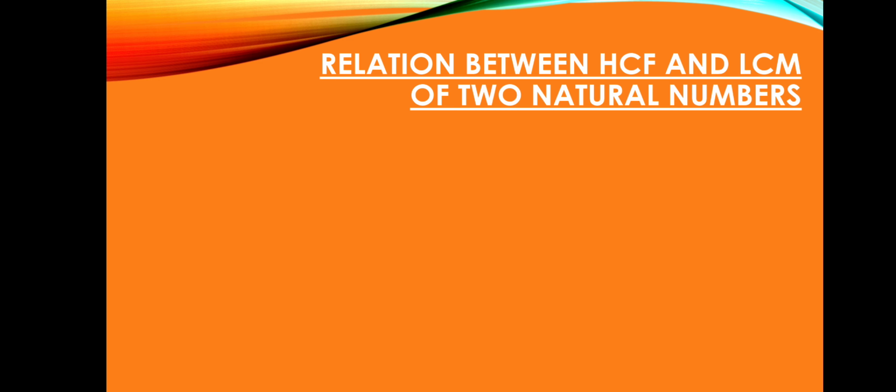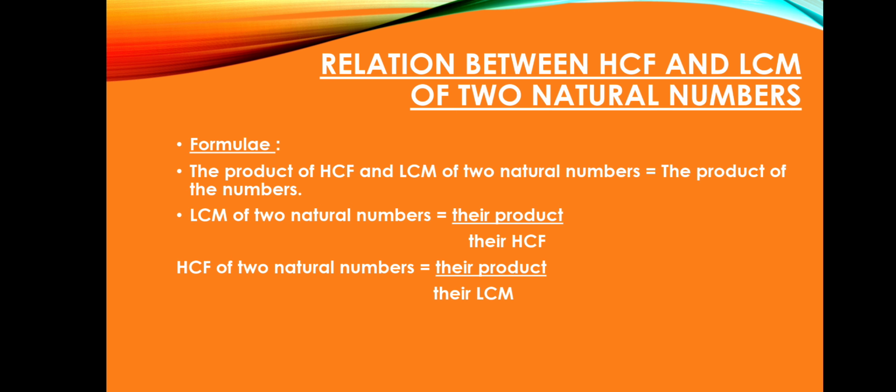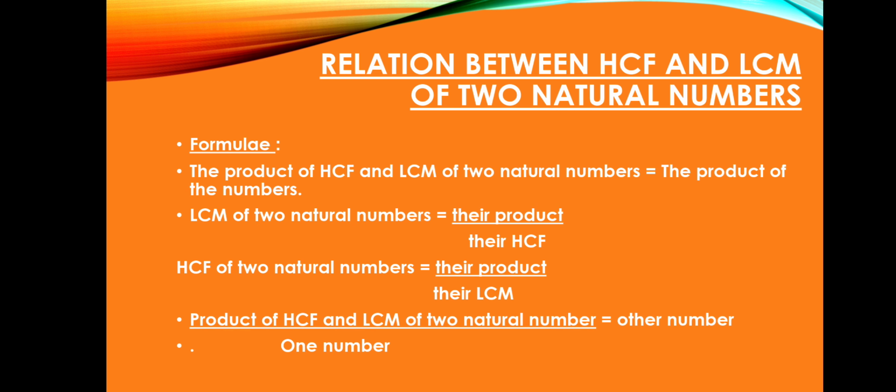Now relation between HCF and LCM of two natural numbers. See, the basic formula is the product of HCF and LCM of two natural numbers is equal to the product of their numbers. LCM of two natural numbers is equal to their product upon their HCF, and HCF of two natural numbers is equal to their product upon their LCM, and product of HCF and LCM of two natural numbers upon one number is equal to the other number. See, these are 4 formulas which will be helpful in solving the word problems.